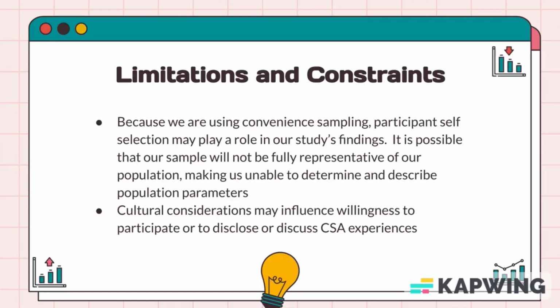Because we are using convenience sampling, participant self-selection may play a role in our study's findings. It is possible that our sample will not be fully representative of our population, making us unable to determine and describe population parameters. Cultural considerations may influence willingness to participate or to disclose or discuss CSA experiences.